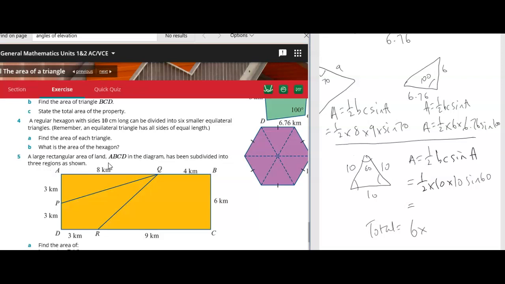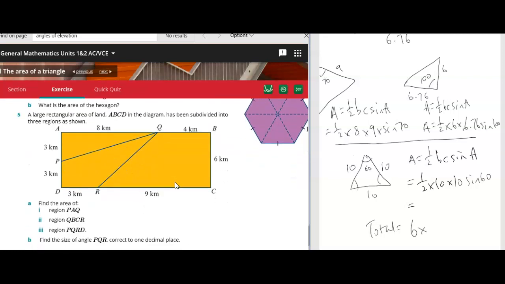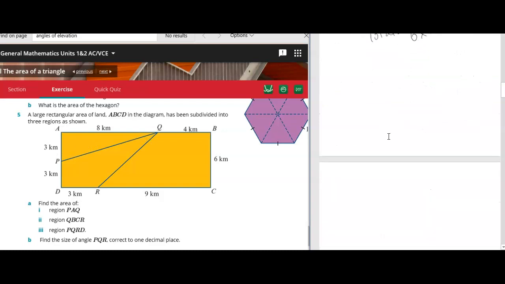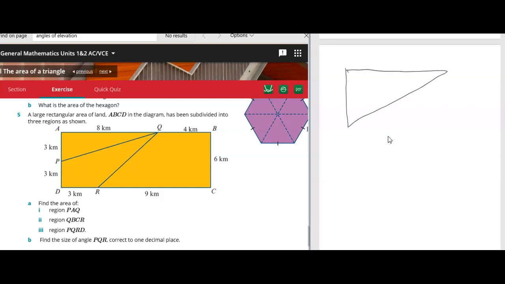A large rectangular area of land A, B, C, and D in the diagram has been subdivided into 3 regions. Find the area of PAQ. So PAQ. Now you can just use, I might just scroll on. I'm not going to rush. We don't want to rush maths, do we? Because it's a rectangle, this is a right angle here, and this is 8, and this is 3. So you can just use area equals a half base times height. So that's for PAQ.